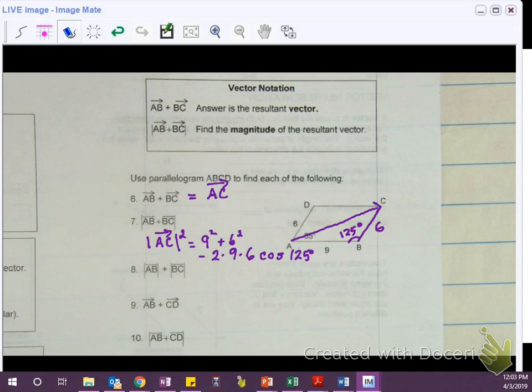So, the magnitude of AC is approximately 12.16.